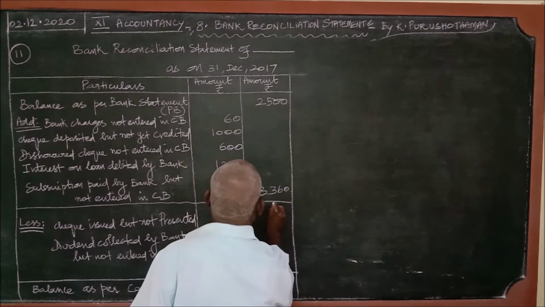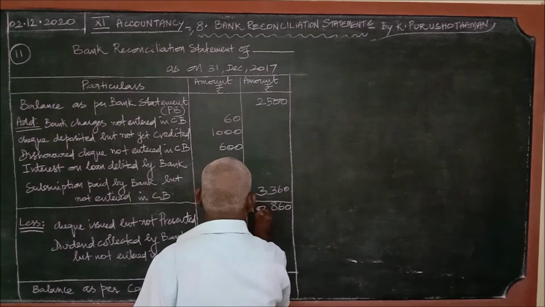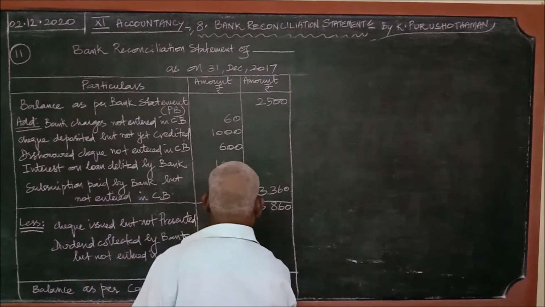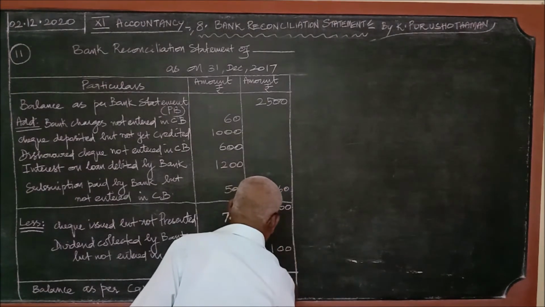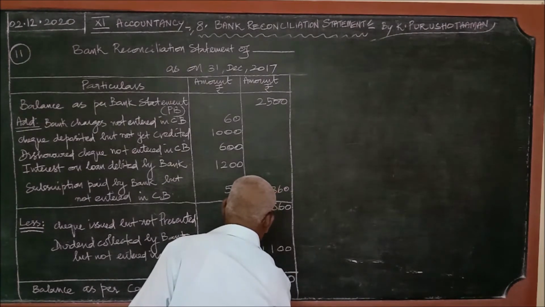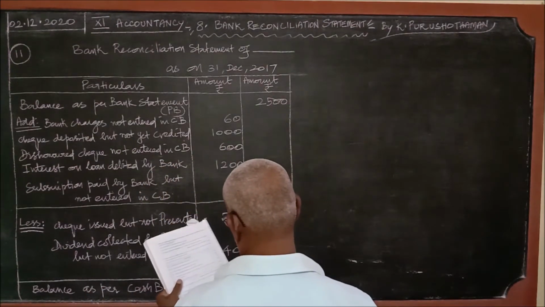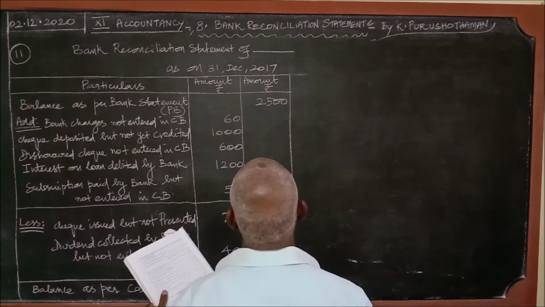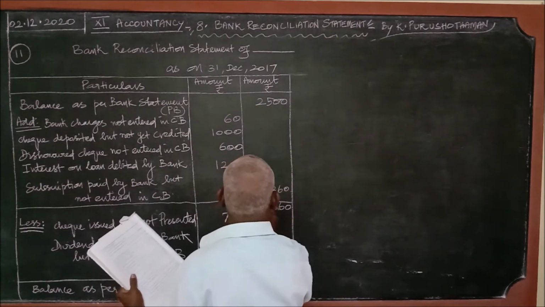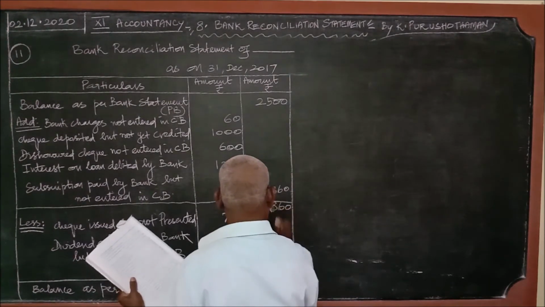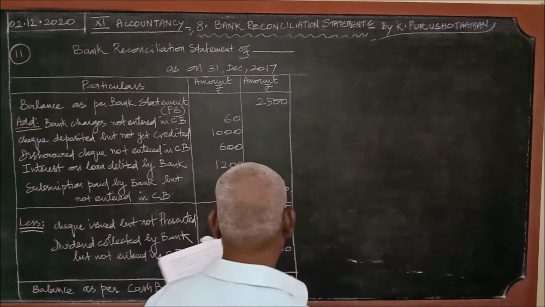If you find the total, 10,860. Then the total of all less is 1,100. If you minus it, 9,760. $5,860. 2 plus 3, 5 only. 5,860. Therefore, 5 minus 1, 4,760. Okay, it is correct now.